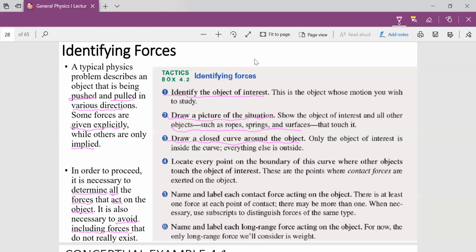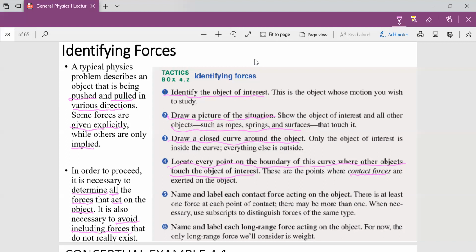And then you proceed to locate every point on the boundary of the curve where the other object touches the object of interest. That is, we are emphasizing contact forces. Locate every point around the object of interest where you can say there's a contact force. You know what we mean by contact force. We saw that in our last class.